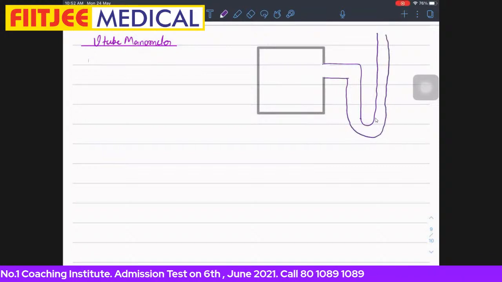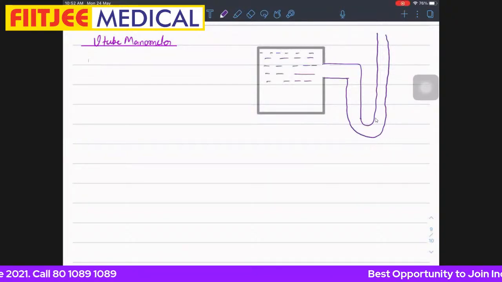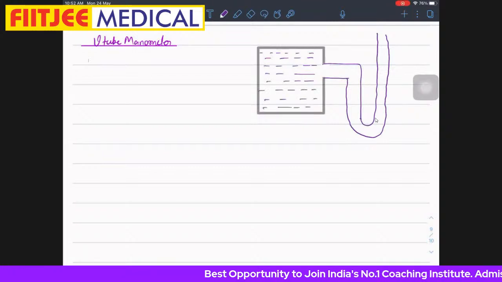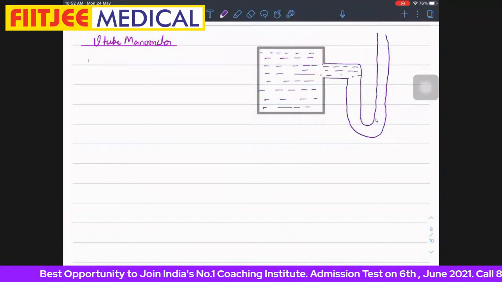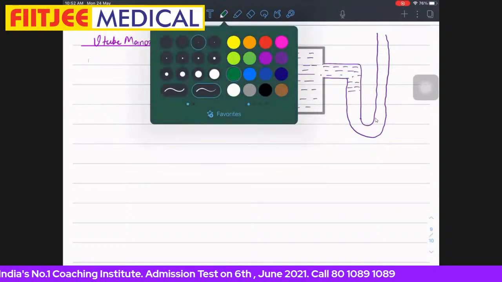You can see the one end is connected to the gases or system, and the other end will be open to the atmosphere. So what will happen? Whatever is the gases inside, they will exert some pressure. Suppose in this manometer some other liquid is there.